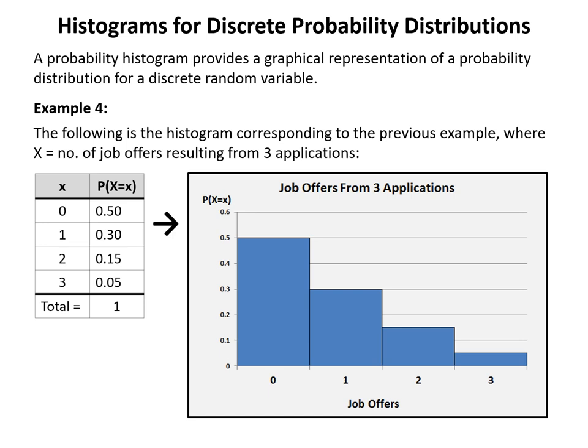A probability histogram provides a graphical representation of a probability distribution for a discrete random variable. Example 4 shows the histogram corresponding to the previous example, where we have empirical data for x equaling the number of job offers resulting from 3 applications. We see once again the probability distribution table, and to the right, the histogram, which is simply a graphical representation of this data. We see the rectangles going from 0 through 3, and the heights of the rectangles are the probabilities. Of course, those heights have to add up to 1.